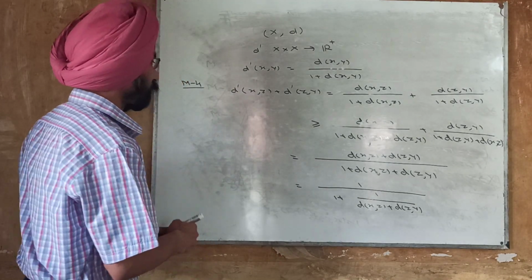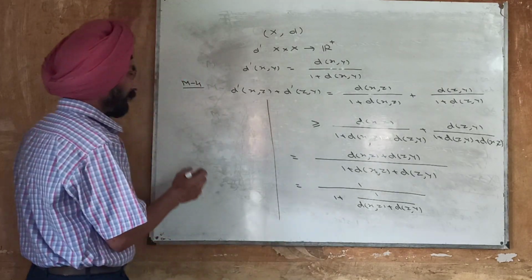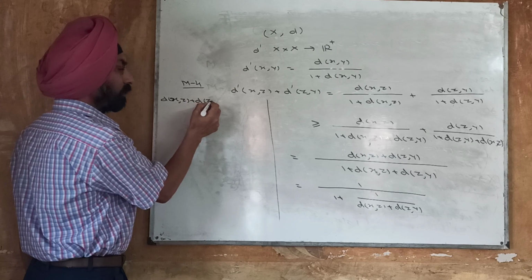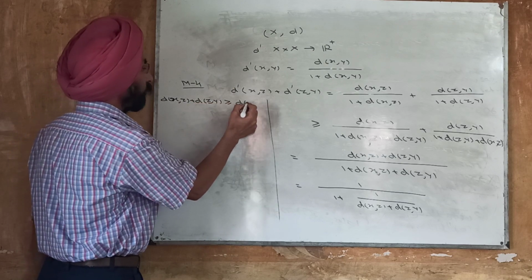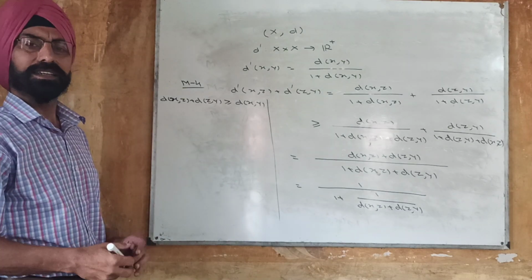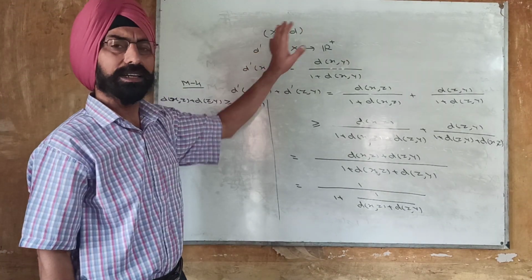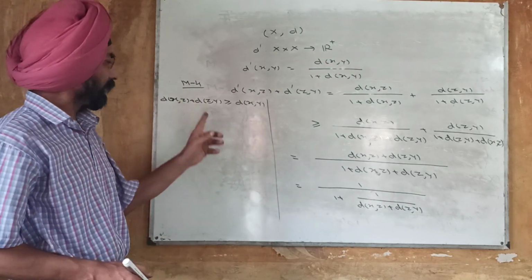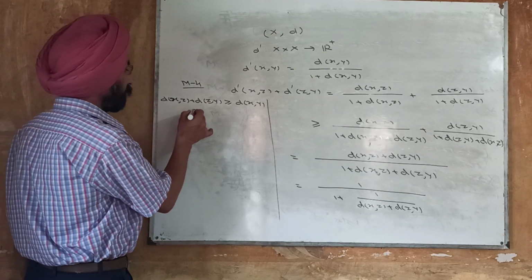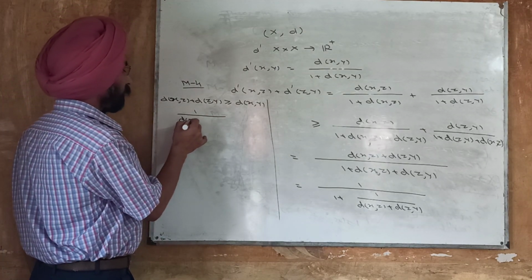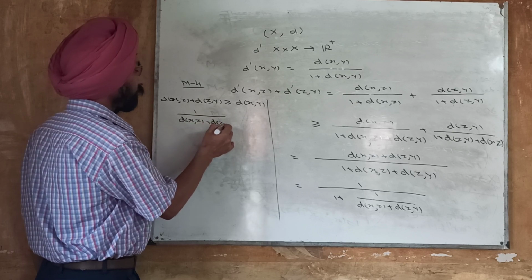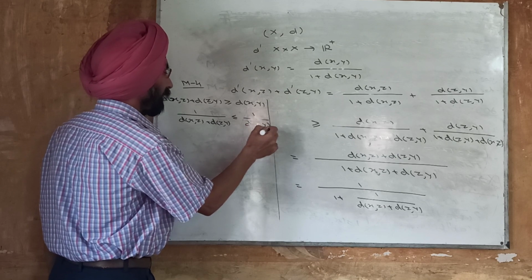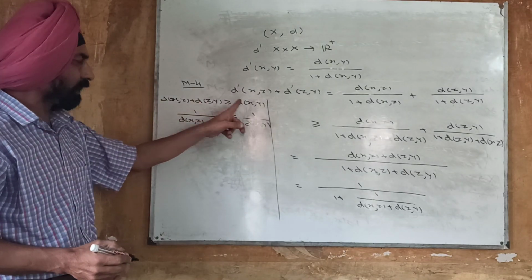Now look, here I am going to do some rough work. d of xz plus d of zy is greater than or equal to d of xy. Is it right? Yes, it is right because d is already a metric, and both are positive quantities. So what will happen if I take the reciprocal on both sides? It will become 1 upon d of xz plus d of zy is less than or equal to 1 upon d of xy. I have just taken the reciprocal.